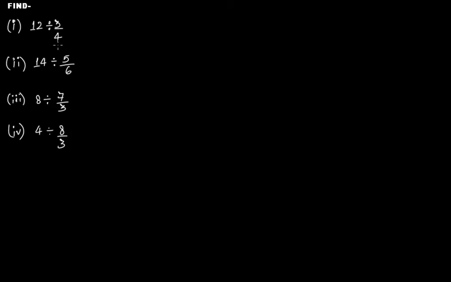We have some problems on division of a whole number by a fraction. So let's take the first one. This is 12 divided by 3 over 4. Okay, this is a whole number and this whole number is being divided by a fraction. Now this will be 12. We know the invert and multiply method, where we first write the reciprocal of 3 over 4.